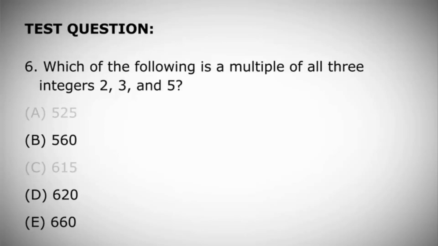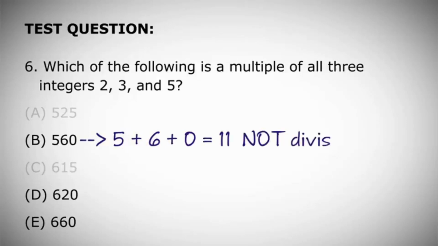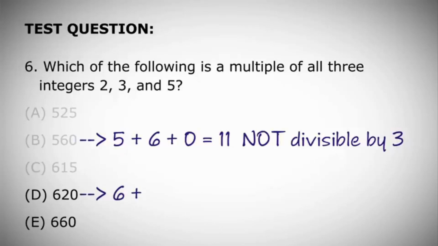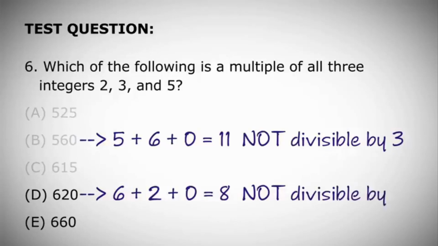Answer choice B, 560. When we add those 3 digits, 5 plus 6 plus 0, we get 11. 11 is not divisible by 3, so we can cross out answer choice B. Take a look at D, 620. The sum of those digits is 6 plus 2 plus 0, which equals 8. Again, 8 is not divisible by 3, so we can eliminate choice D.